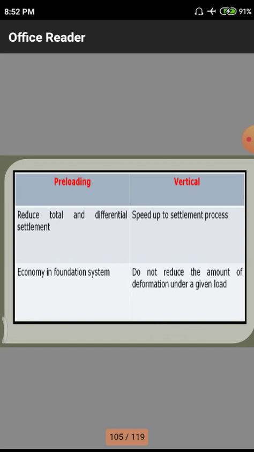Next one: they do not reduce the amount of deformation under a given load. That means vertical drains don't give any reduction in the amount of deformation under a given load. These vertical drains have only flowing properties. That means they have to flow the water in a particular manner.